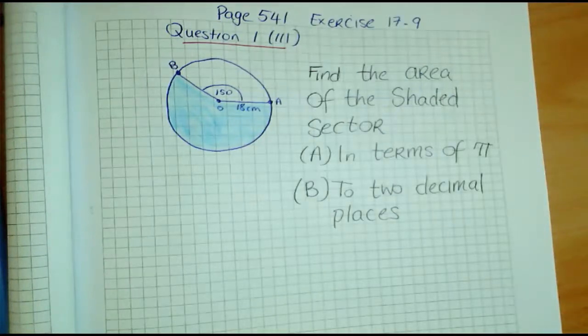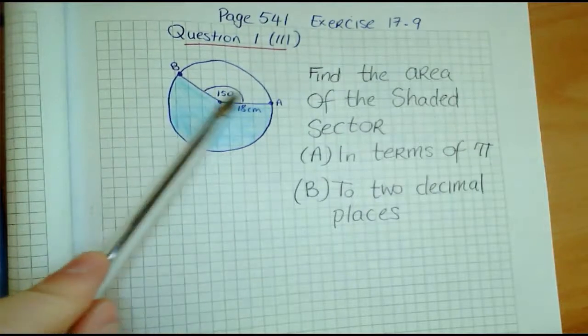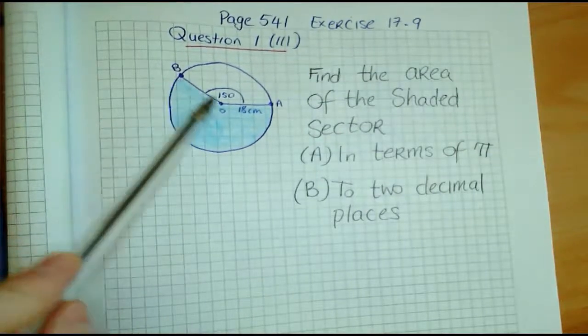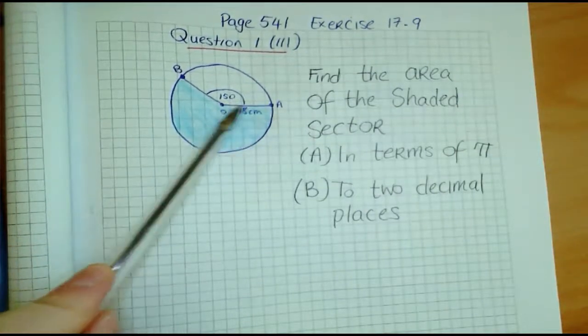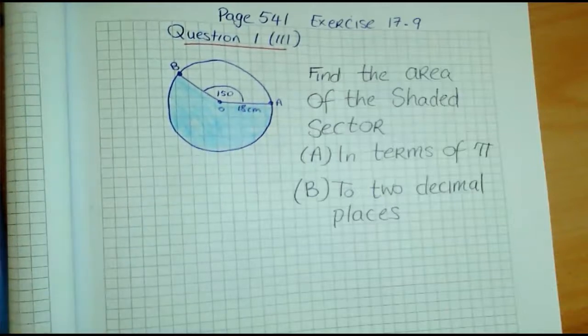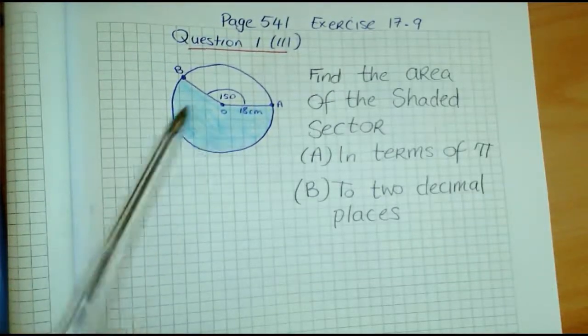So question 1, part 3 then: find the area of the shaded sector in terms of pi and then correct to 2 decimal places, okay? So we're given this angle here, which is 150 degrees. We're given a radius, which is 18 centimeters. So we're trying to find the area of this shaded region here.